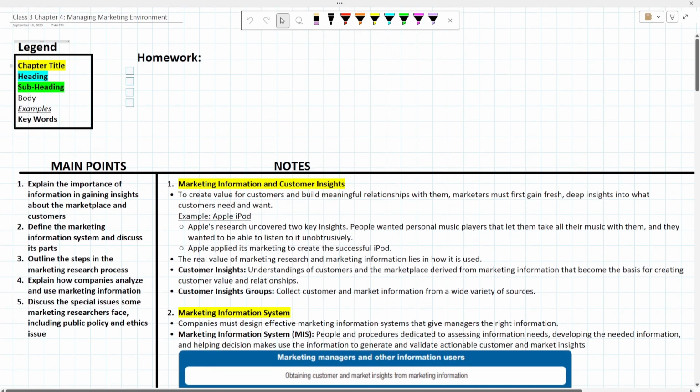So let's talk about the legend. Anything highlighted in yellow is our chapter title. Anything highlighted in blue is our heading for that chapter. Anything in green is our subheading, and that's our legend.